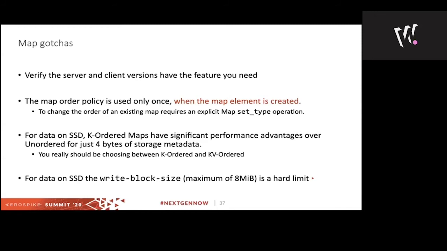So really the choice should be between K-ordered and KV ordered. Use KV ordered if you're doing a lot of by-rank operations. Otherwise, just use K-ordered. That's the most logical thing to do.